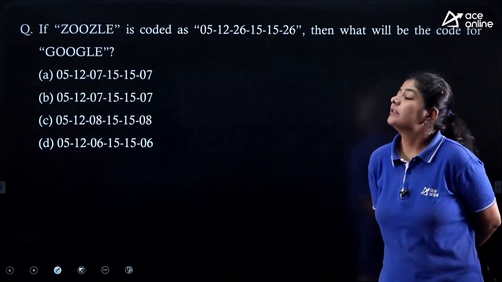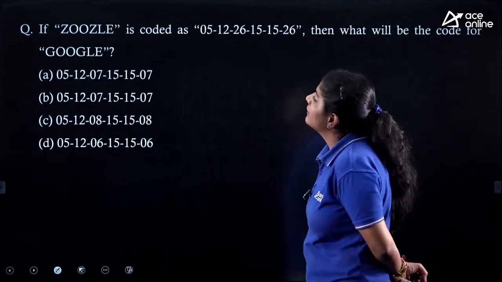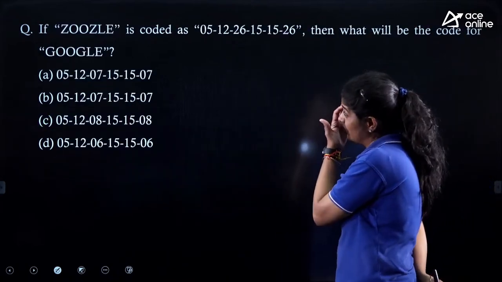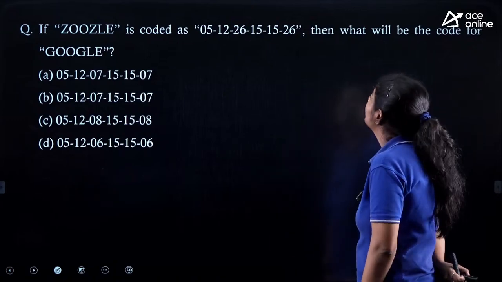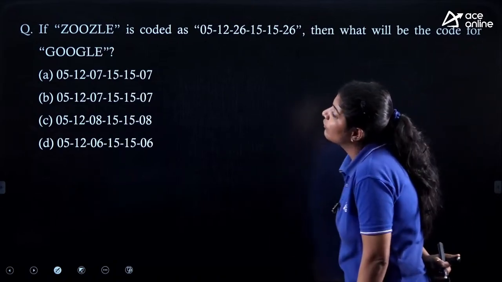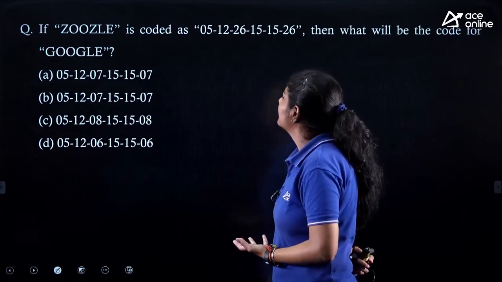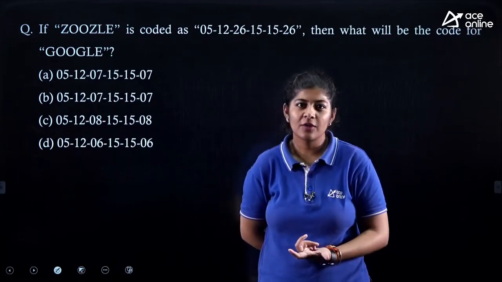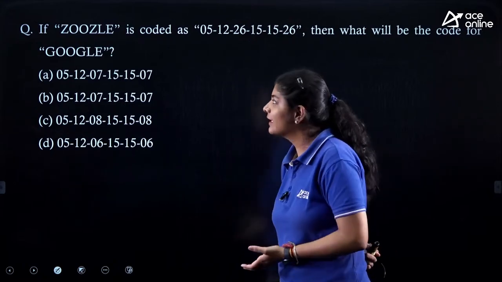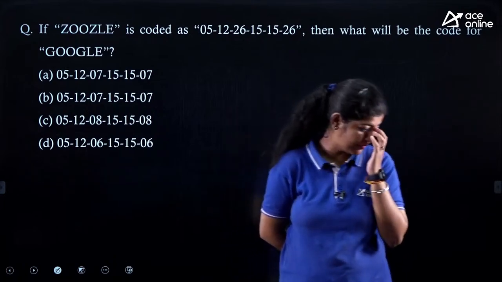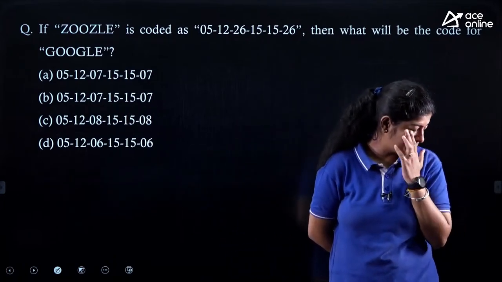Next. The next word is saying that if Zoozle is coded as this one, then what will be the code for the word Google? It's quite easy. If you are able to get the logic over here, then you can easily get the answer also. So what answer are you getting over here?